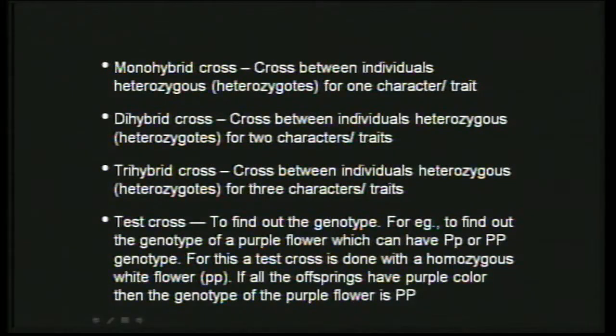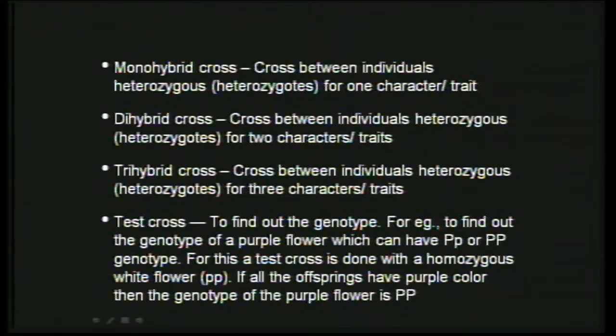So he did some crosses. For example, the monohybrid cross. We discussed a few things about the monohybrid cross last time. So what is this monohybrid cross? A cross between individuals heterozygous for one character or a trait.